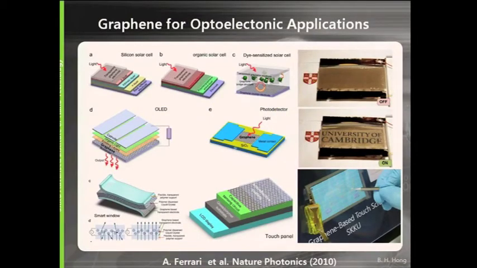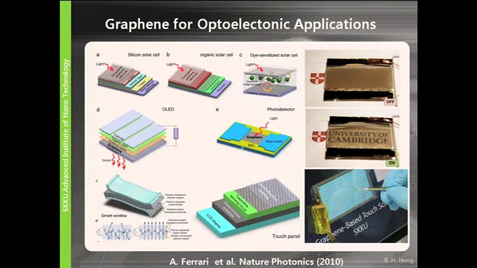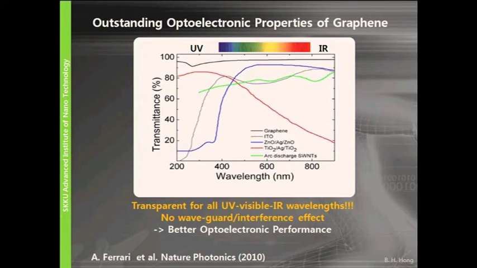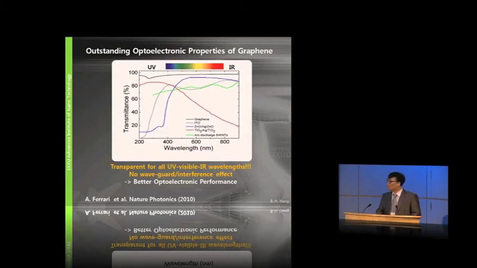If you read this review paper published in Nature Photonics, it well summarizes the optoelectronic applications of graphene, including silicon solar cells, organic solar cells, DSSC, OLED, ultra-fast photo detectors. As you see here, this is a graphene-based smart window, and this is a graphene-based touch screen. In addition, graphene has very unique optoelectronic absorption properties of light, from blue to UV to IR. Usually, the other competing materials show strong absorption either in red or blue, but graphene is extremely transparent for all ranges of light wavelengths, which is better for optoelectronic performance.